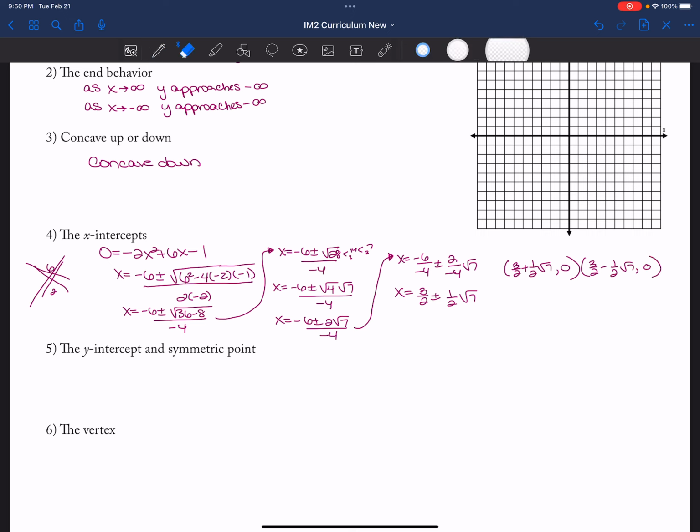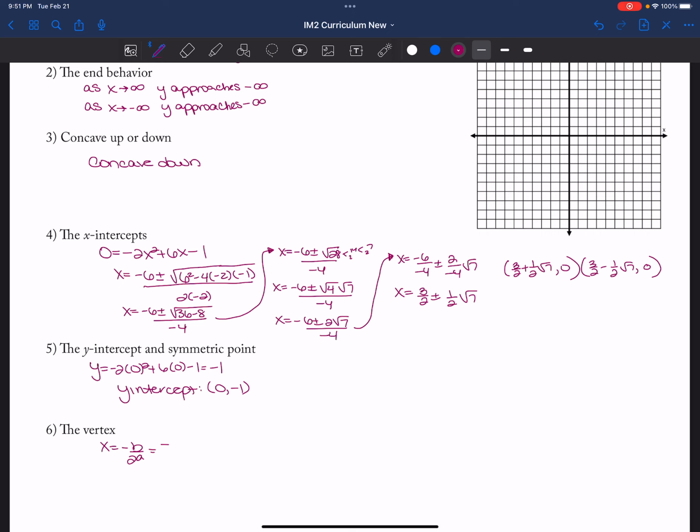Okay. So I'll erase the x because that doesn't work, because it doesn't factor. So my y-intercept is y equals -2 times 0 squared plus 6 times 0 minus 1. So that equals -1. So my y-intercept is 0, comma -1. My vertex is -b over 2a. So that's -6 over 2 times -2. So then that gives me -6 over -4. So that gives me a positive 3/2.